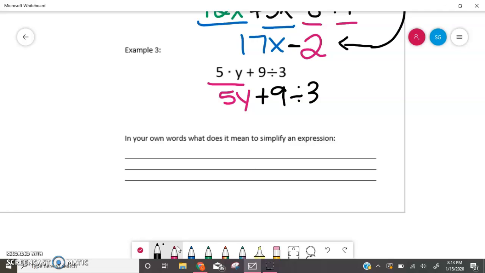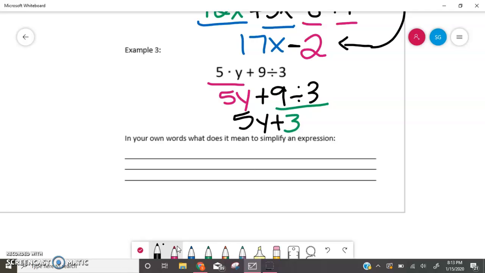And I can now combine something else. What would you combine next? If you said 9 divided by 3, you are correct, because those numbers are constants. They don't have any letters with them. They don't have any variables. So that would be 9 divided by 3, which gives us 3. And I am going to make sure that I bring everything else down.